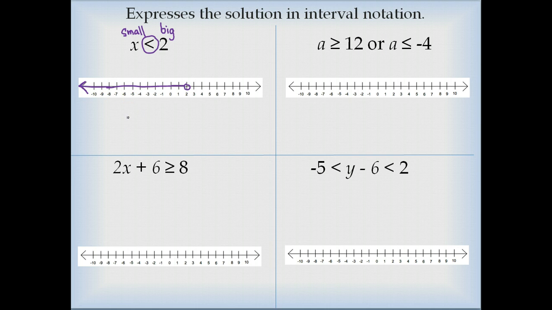Now that we graphed it, it's easier to go to interval notation. What you want to do for interval notation is note your boundaries. The boundary on the right is 2. The boundary on the left is negative infinity. The arrow means that it keeps going and going forever, and we call that negative infinity. You can't ever get to negative infinity, because anytime you think of a really big number, you can always think of an even bigger number, and then a number even bigger than that. So you can't actually ever get there.